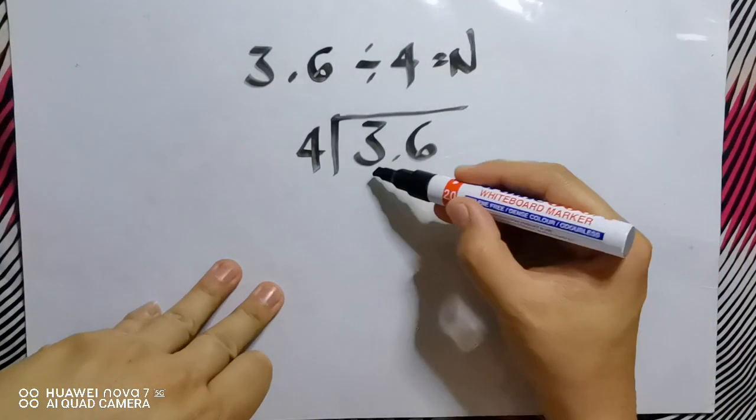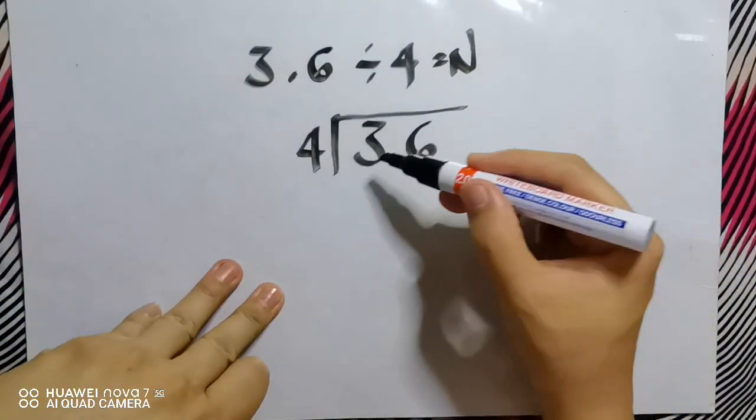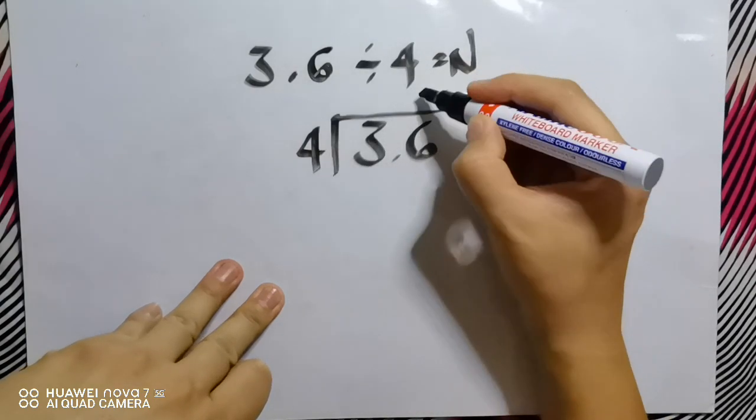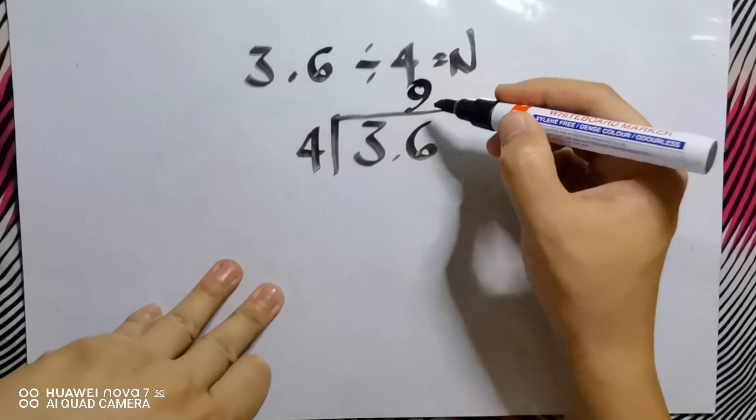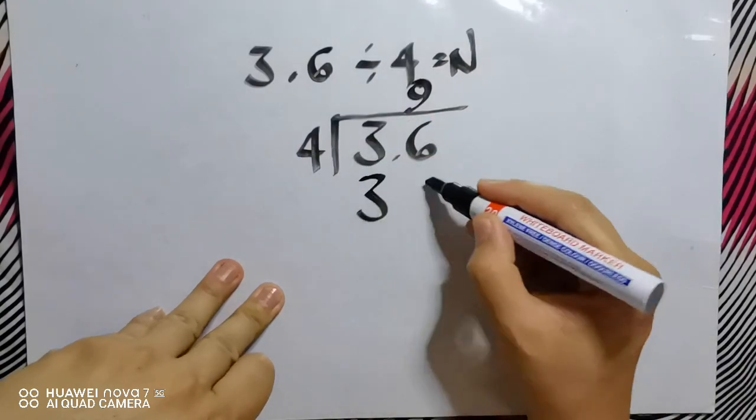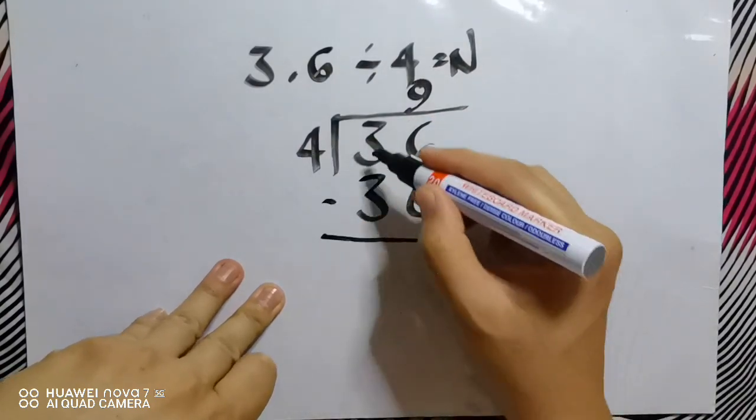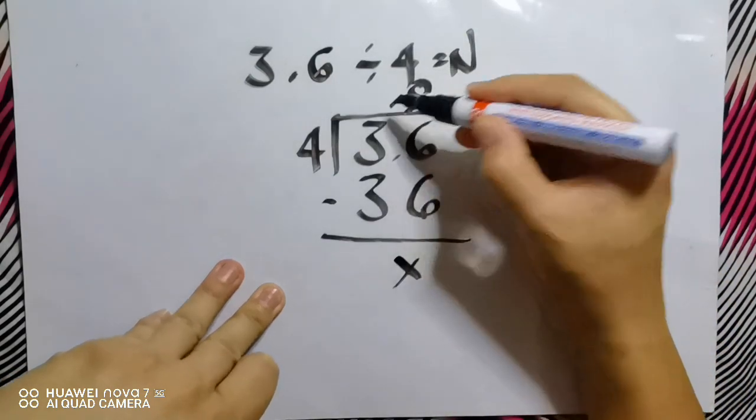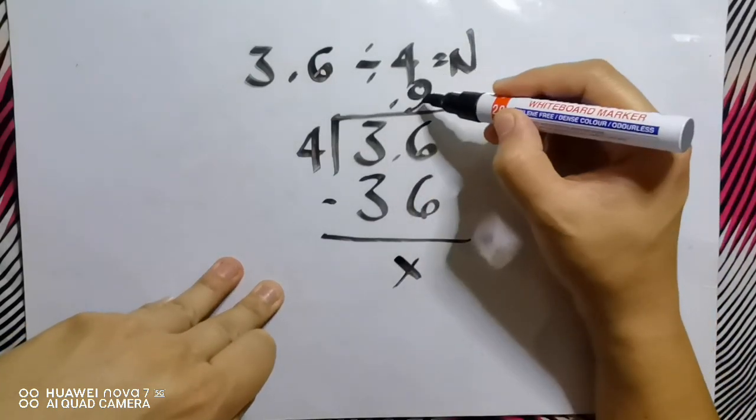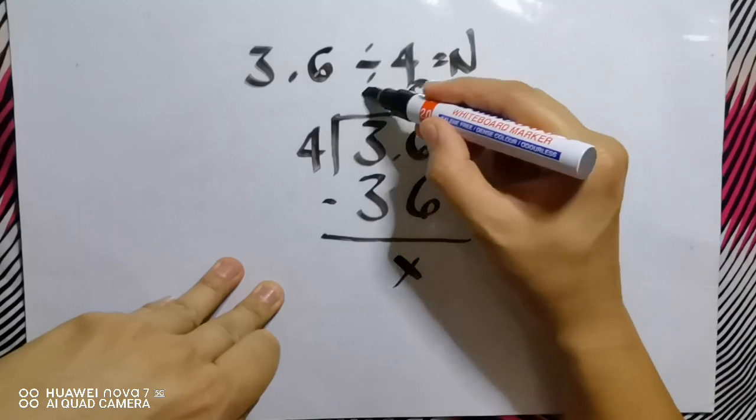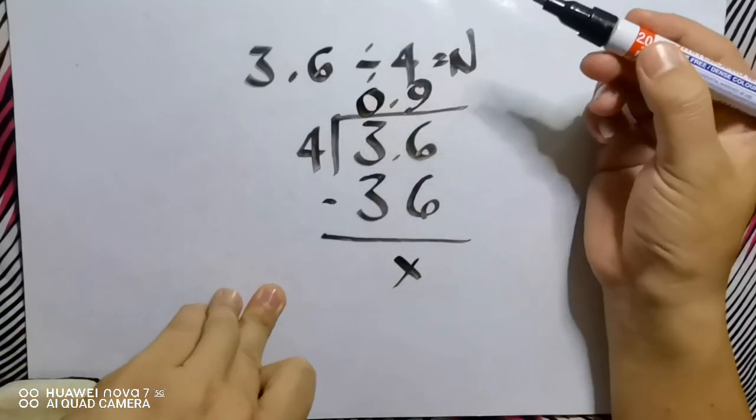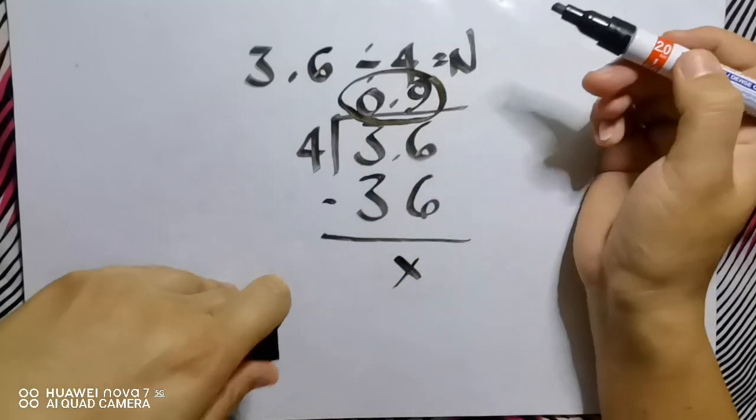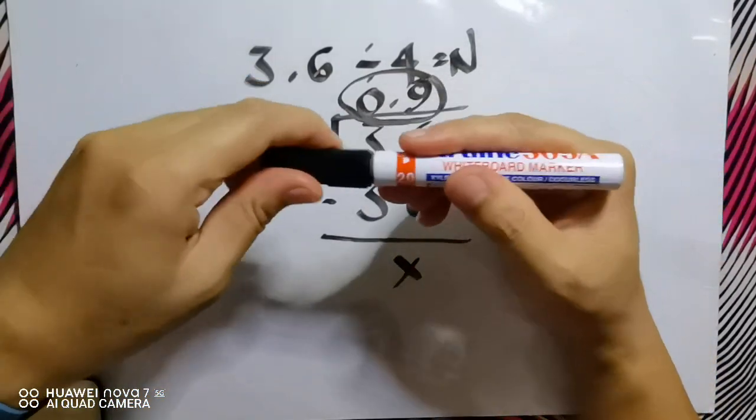Okay? So, 3 divided by 4, hindi pwede. So, we're going to use 36. So, 36 divided by 4, we have here 9. 9 times 4, 36. 36 minus 36, so wala. And then, taas mo lang yung decimal point. Now, dahil meron ditong number, dito wala, pwede ka maglagay dito ng 0. So, ang sagot mo ay 0 and 9/10. Now, let us use the same example.